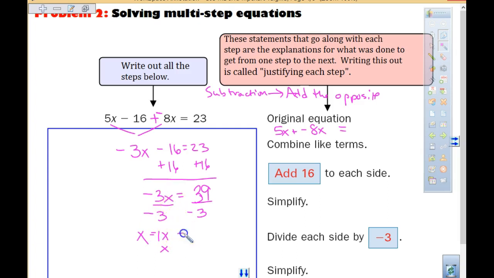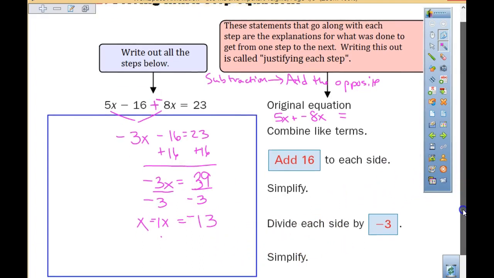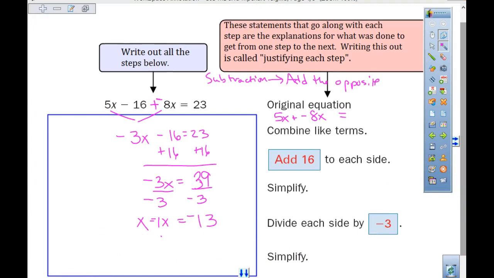You don't want that. When we do that division, James, what did you get when you take 39 divided by negative 3? James, over this way, sorry. 13. Negative 13, positive 13. Okay? Negative. Now, this is how we're going to do the check. Okay? So, I need you to write down on your paper the check. You're going to write the word check.